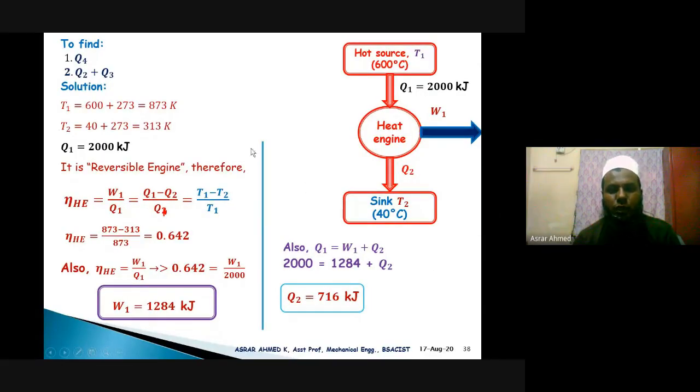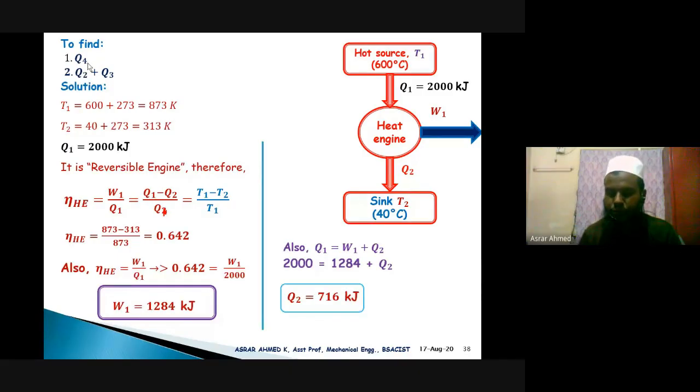Q2 is the heat rejected to the sink at 40 degrees centigrade. If we can find out Q3, then we can add Q2 and Q3, and we will get one part of our problem. But it is only half of the second part; only Q2 we have found out. So now for finding Q3 and Q4, we shall go to the refrigerator plant.